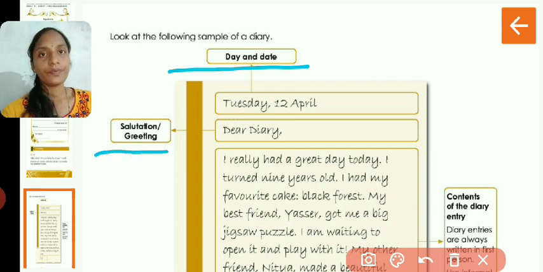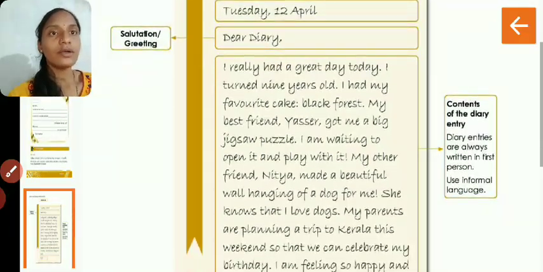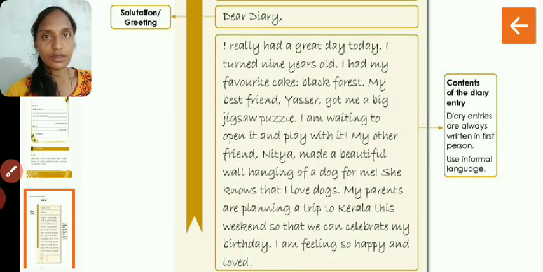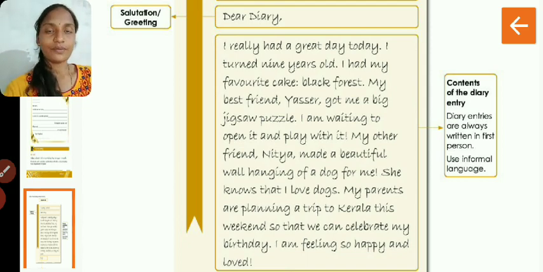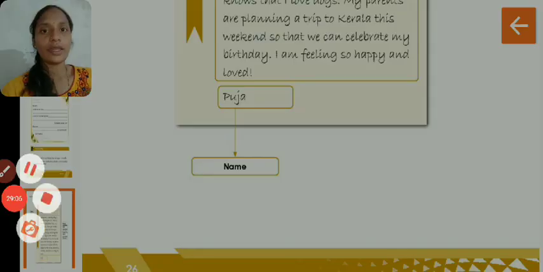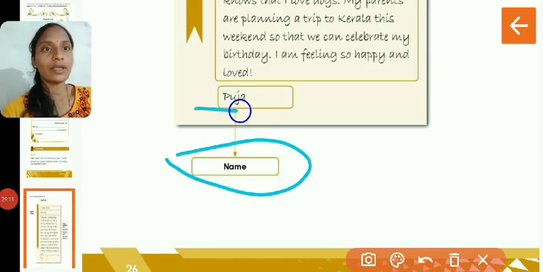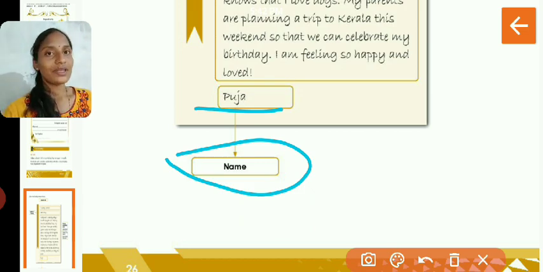Then you have to give the salutation, that is, dear diary. It will always be the same for a diary entry, dear diary. After that there will be the content. Whatever things you want to enter in your diary become the content of the diary. Then at last you have to write your name when you finish writing the diary. This is the format of diary writing which we have learned.